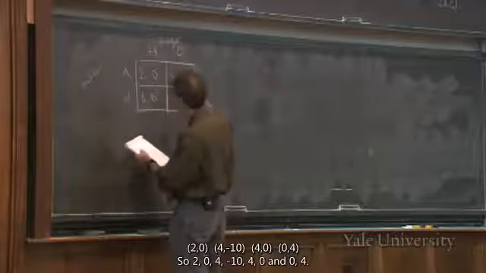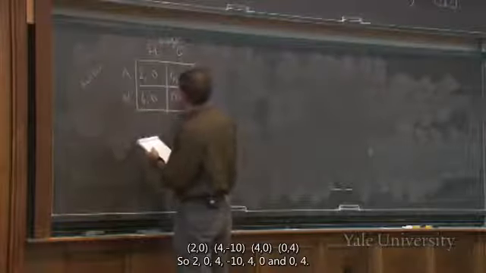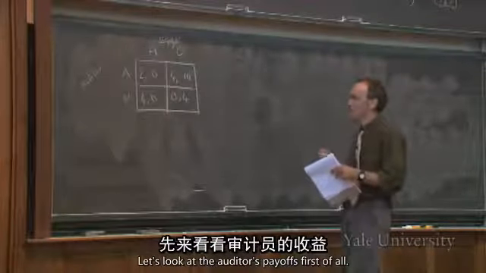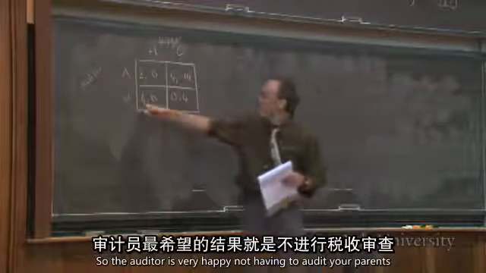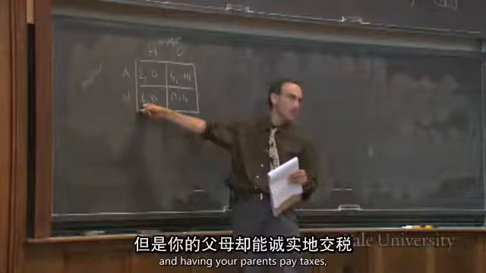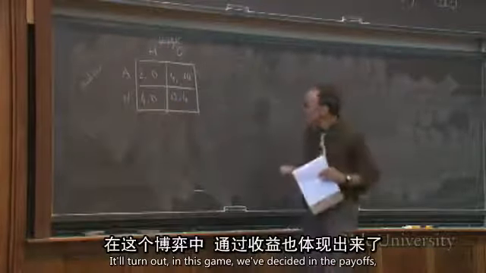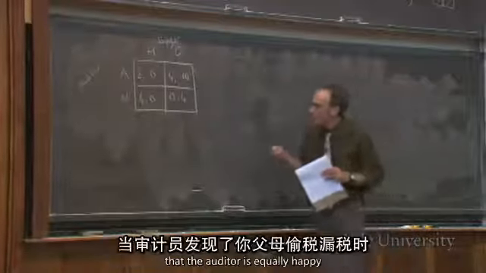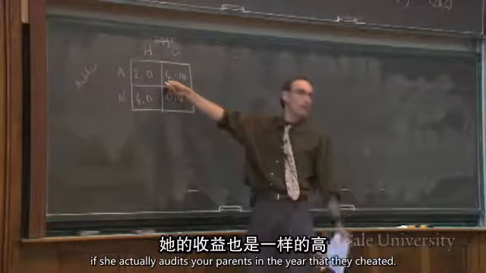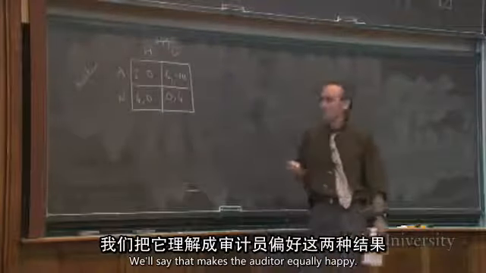So 2, 0, 4, minus 10, 4, 0, and 0, 4. All right, so how do we interpret this? Let's look at the auditor's payoffs first of all. So the auditor is very happy not having to audit your parents and having your parents pay taxes. So we'll give that a payoff of 4. And it'll turn out in this game, we've decided in the payoffs, that the auditor is equally happy if she actually audits your parents in the year that they cheated.